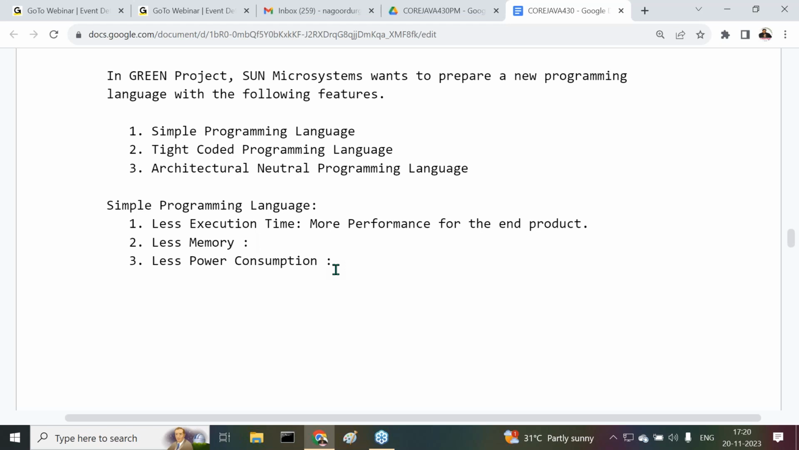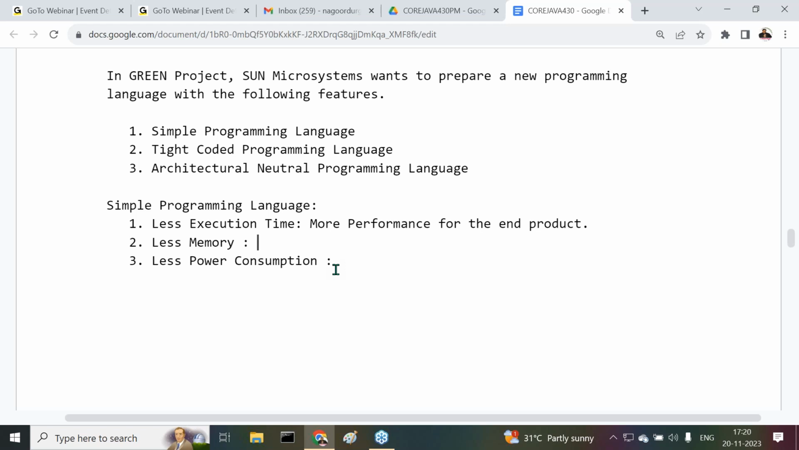Yes, sir, got my point or not? It's a minimum responsibility to understand the reason why the Java programming language was provided by Sun Microsystems. That's our minimum responsibility. I'm giving this particular concept in the startup mode only. Understand it clearly now. Leave it.